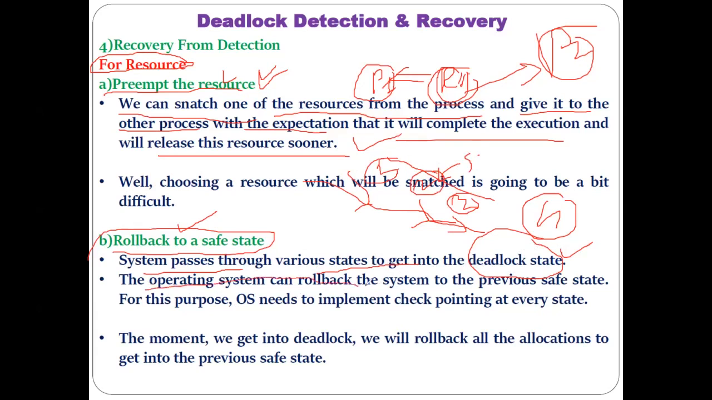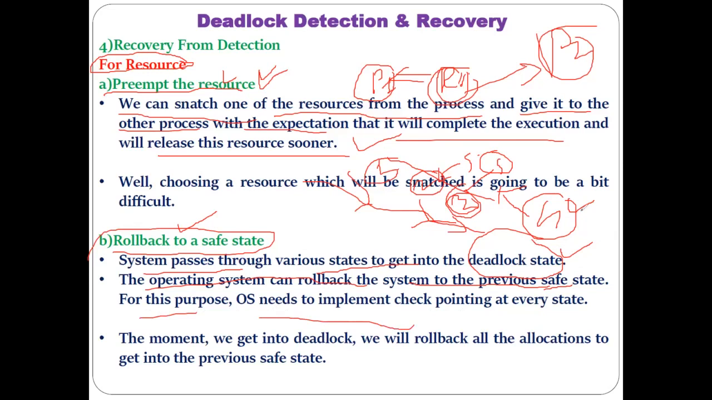So the operating system can roll back the system to the previous state. If you consider system state 3 a safe state and the system has gone into the deadlock state in the fourth state, then the operating system can apply the approach where it rolls back from the fourth state to the third state. Rolling back means just going back to the previous state, that is the safe state. For this purpose, the operating system needs to do checking at the different states.